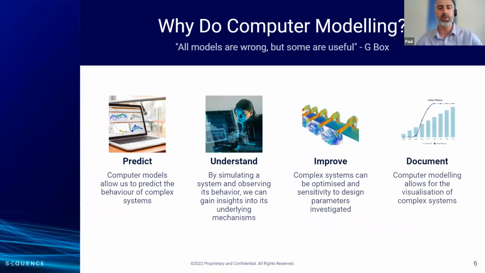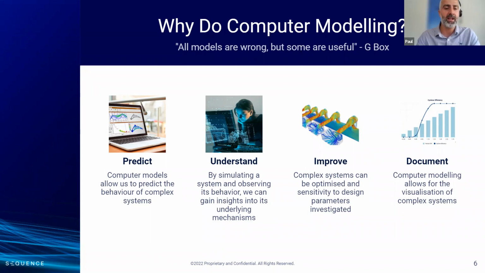So why do we do computer modeling? This is a very classic quote: models are wrong, but some are useful. I think it's really important to remember that when we're doing computer modeling, we are approximating the real world, and errors and approximations are always a part of any computer model that's being developed. But those models are useful.